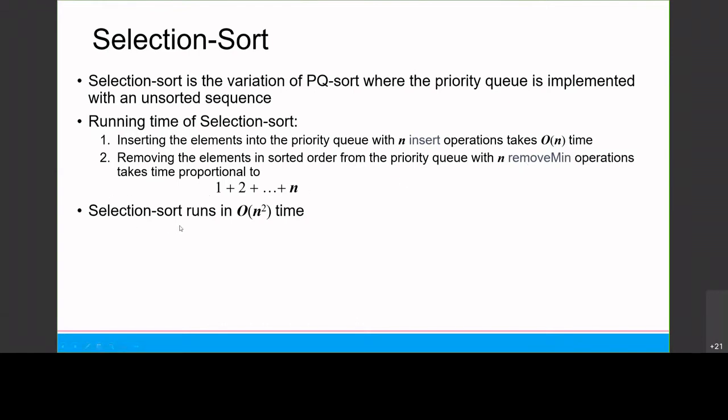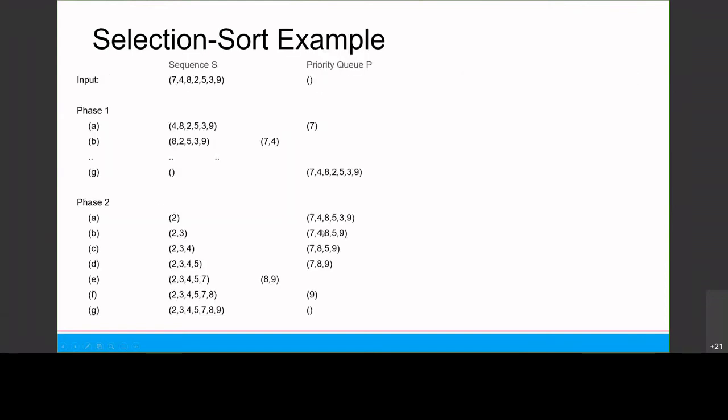So the selection sort actually runs in O(n^2). Oh, this is a little bit complex. Okay, so let's see why it is O(n^2). Let's suppose we have S, and S is 7, 4, 8, 2, 5, 3, and 9. And then I have the priority queue, which is empty.